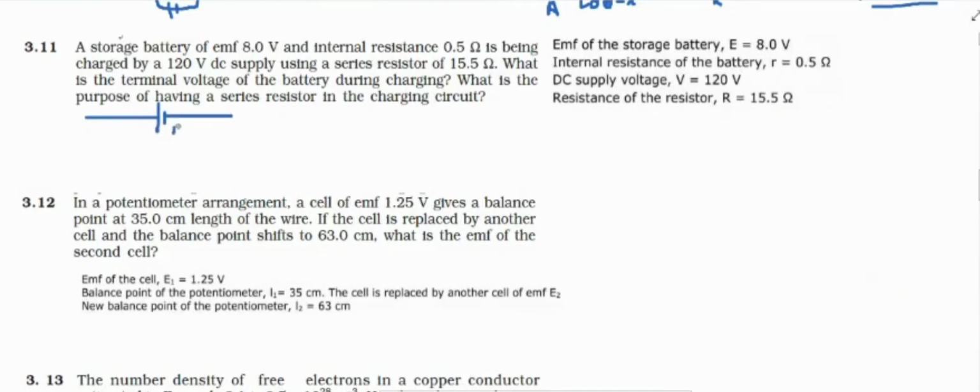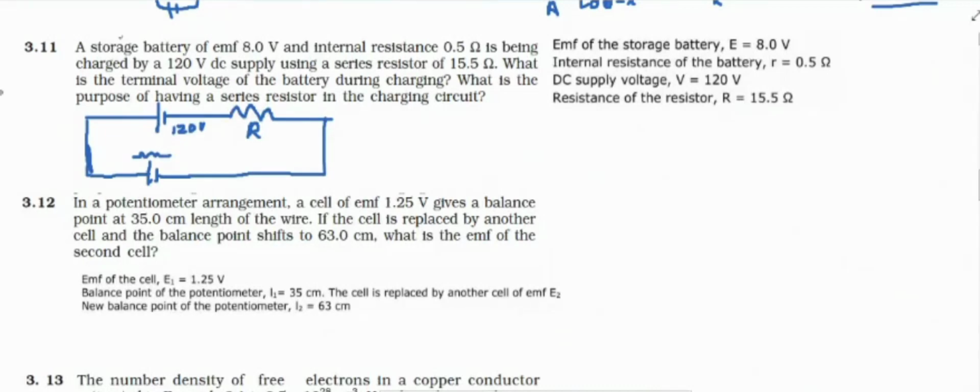Its EMF is given as 120 volt, that is the charging battery. Then a series resistor is connected, and the series resistor R value is given there. Then there is another cell, a secondary cell which we need to charge. This cell has a small internal resistance also, which we can represent like this. The internal resistance value is given there, 0.5. Okay, so like this you can connect for the purpose of charging.